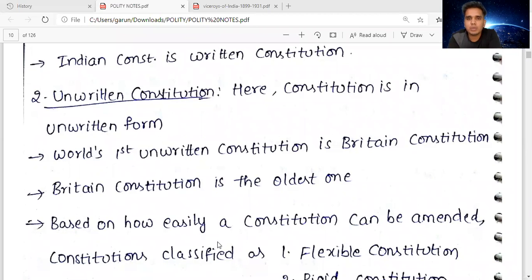Just like in India, where there is a written constitution, the court decides according to that. The court doesn't have its own mind. In India the courts don't have their own mind, but in Britain the courts have their own mind, and they decide according to the people.